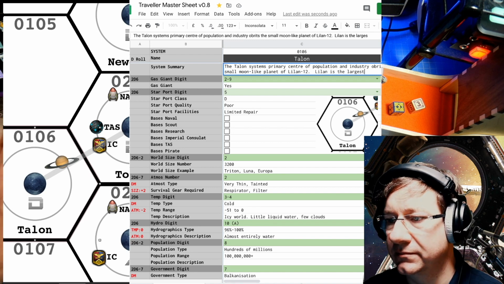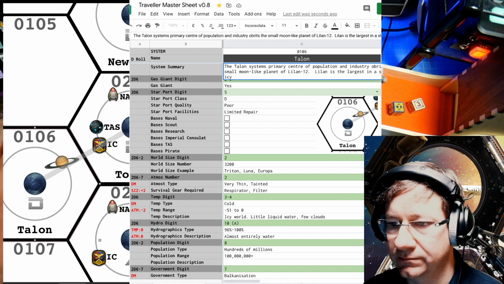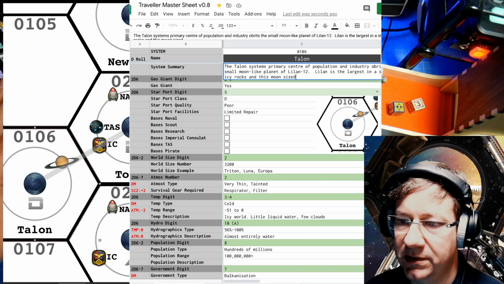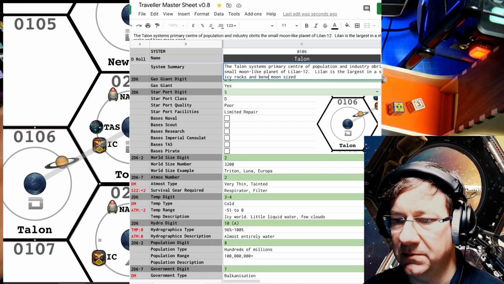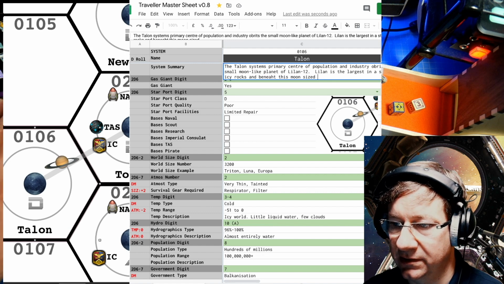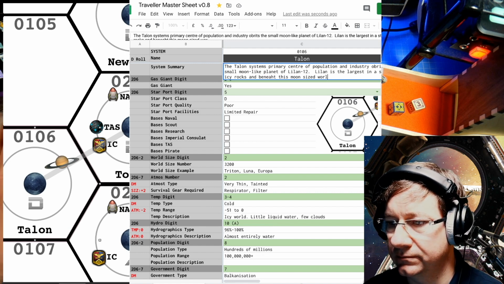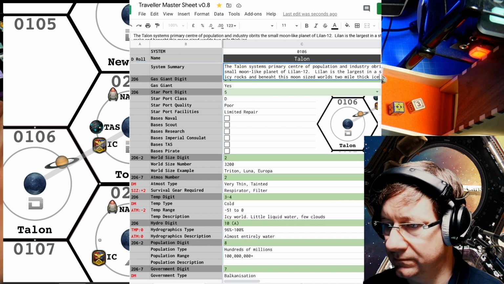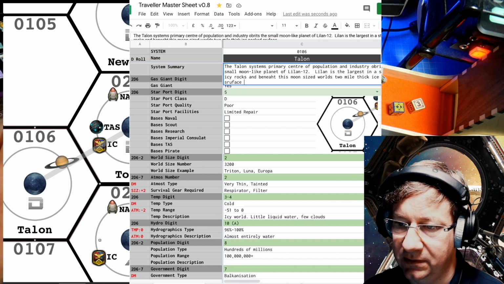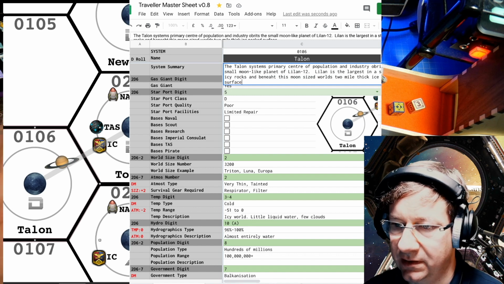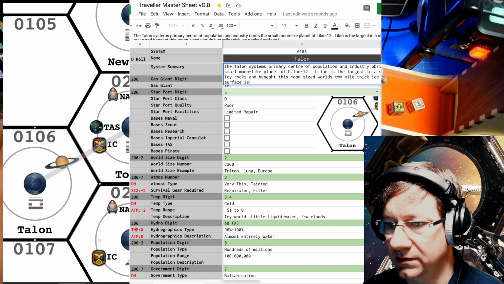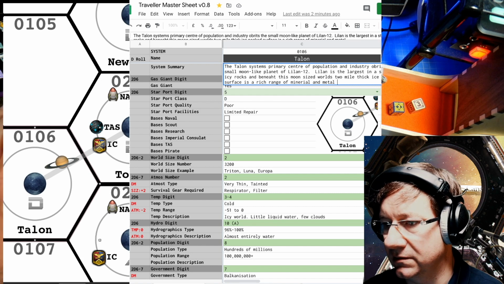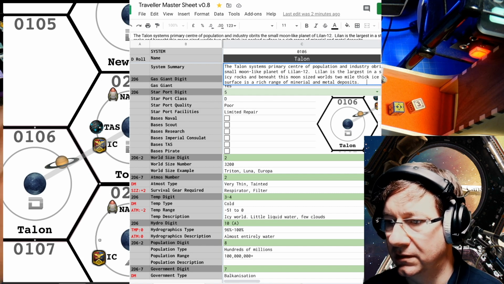Lylan is the largest in a string of icy rocks, and this moon-sized world's, and beneath, you see my mind working here, beneath this moon-sized world's 2 mile thick ice packed surface is a rich range of mineral and metal deposits, I'll say.